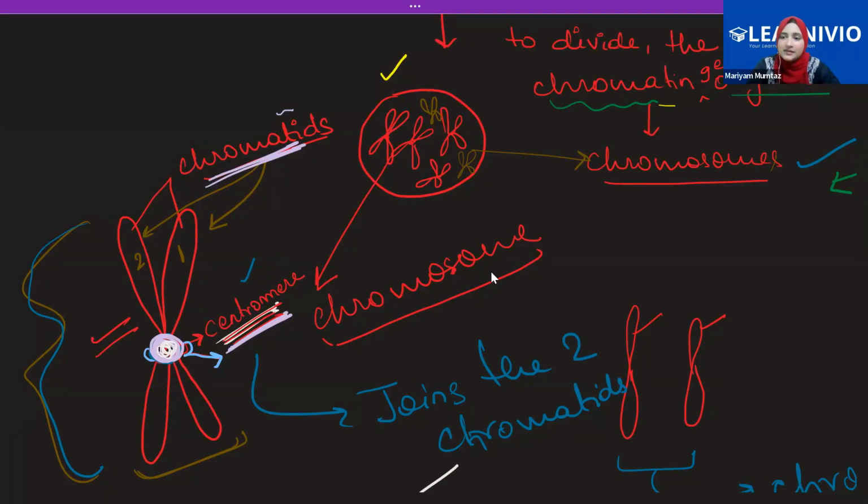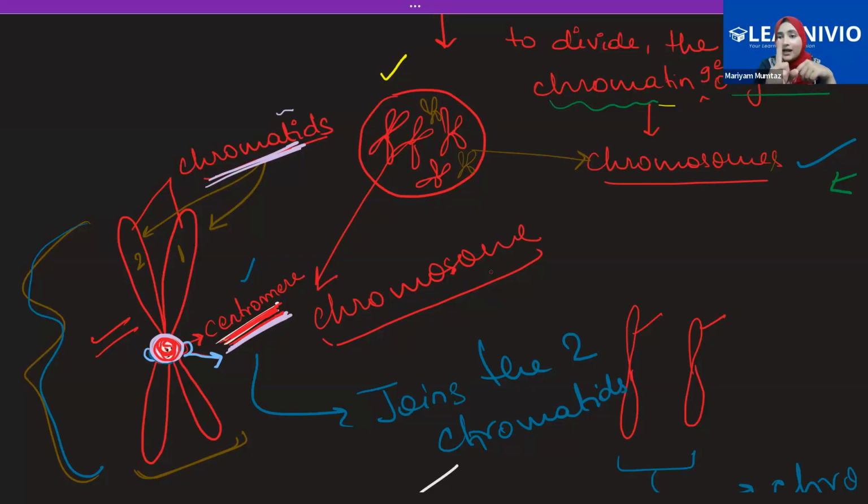One chromosome is made up of two chromatids and they are joined together in the center by the structure called the centromere. So for example, if this is one chromatid and this is another chromatid, and when they join together like this in the center, then it becomes a chromosome. And what is the structure that joins them together? It is the centromere. So remember it like this: center, centromere. Clear?